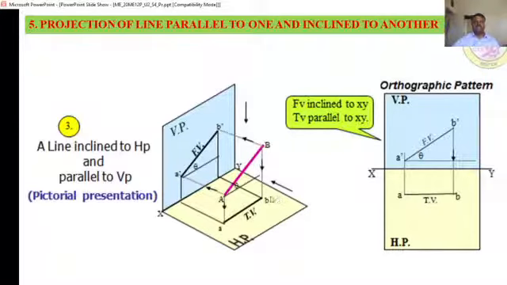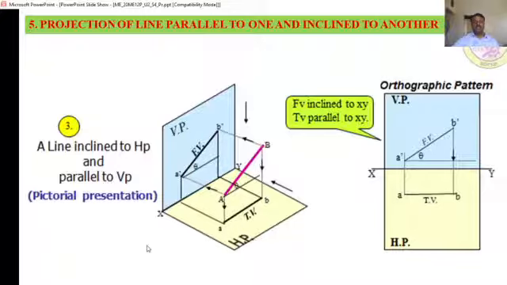So in this case, you cannot start the drawing from the top view. You have to look where this line is parallel, or to which plane it is parallel. There you will get the true length of the line. So from that plane, you have to start the drawing. See here, inclined to HP, but it is parallel to VP. Can you see? This line is inclined to HP, but parallel to VP. So here you can get the true length of the line in the front view.